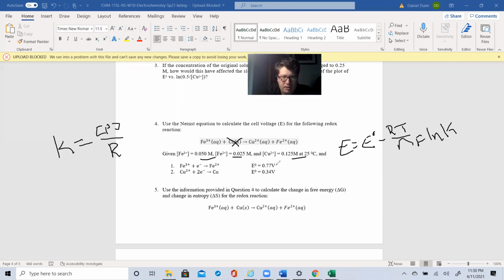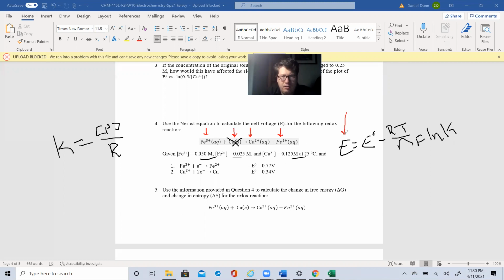You figure out which is being oxidized and which is being reduced. You can kind of tell based off that. Iron went from 3 to 2, so it gained an electron. You can figure out the rest.